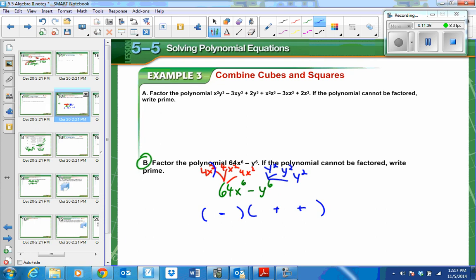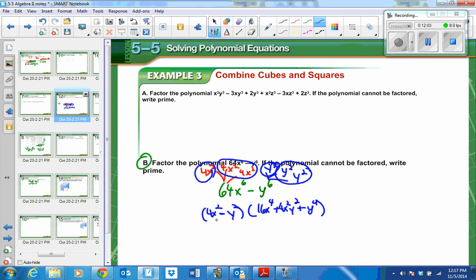So take one of these and put it here. Take one of these and put it here. And now we're going to take both of these and multiply them together. So we get 16x to the 4th. And we're going to multiply both of these. So this is going to become y to the 4th. And then our middle term is just going to be 4x squared y squared.